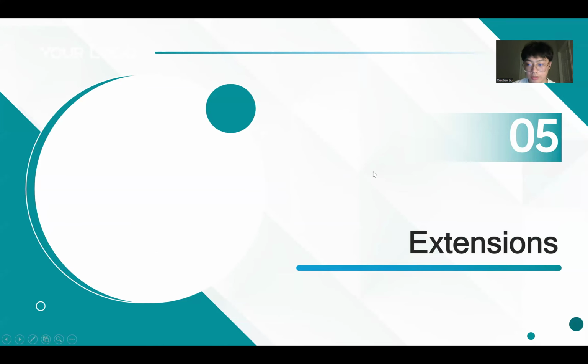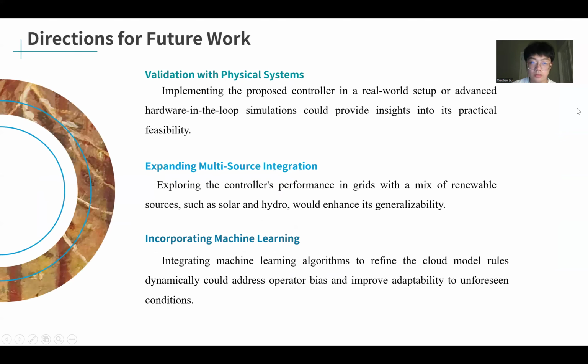The last part is about the extension of this study. The first one is validation with physical systems, as discussed above. It can be one of the directions for further work. Another direction for further work is expanding multi-source integration. Besides wind power generation, it can also explore the controller's performance in a grid with a mix of renewable sources such as solar or hydro, which would enhance the generalizability of the system designed in the paper.